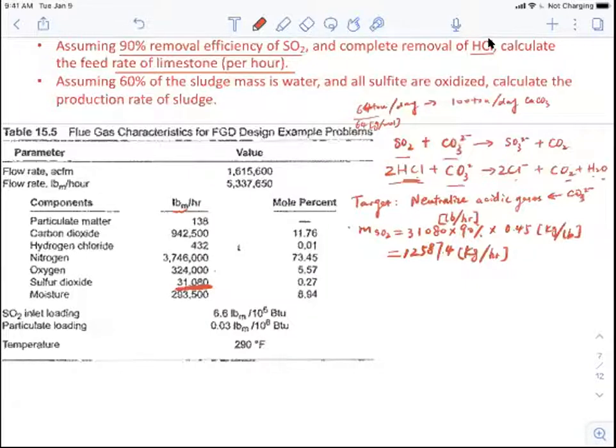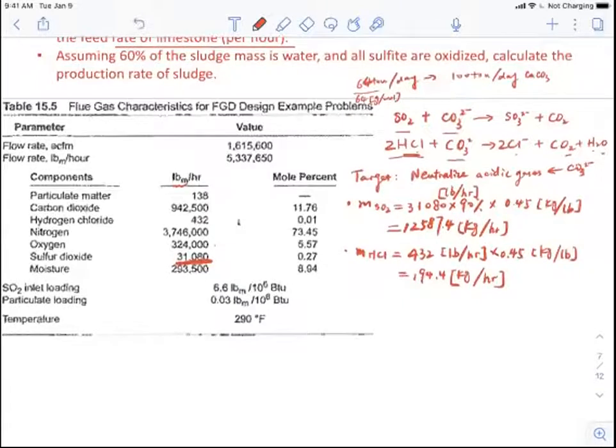So basically, we need to first find out what is the mass flow rate of the sulfur dioxide that we have to deal with. Similarly, we need to find out what is the mass flow rate of the hydrogen chloride. That is 432 pounds per hour multiplied by 0.45 kilograms per pound. That turns out to be 194.4 kilograms per hour.